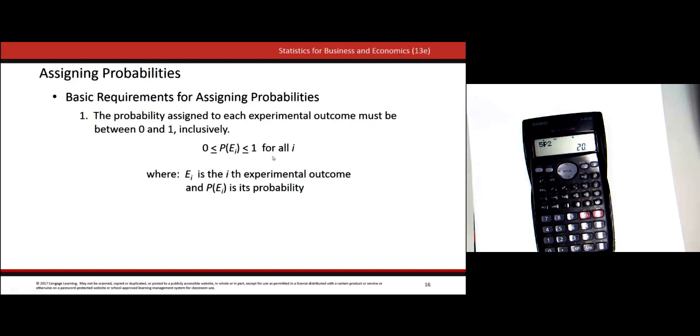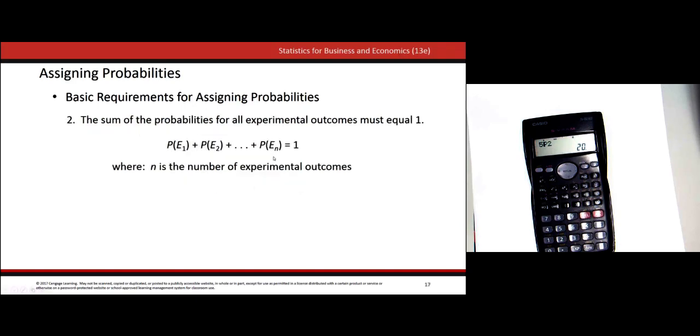And the sum of the probabilities for all experimental outcomes must equal 1. Such as a football game, outcomes win, lose, tie. So I cannot assign a probability of 1.02 to one outcome. It has to be between 0 and 1.